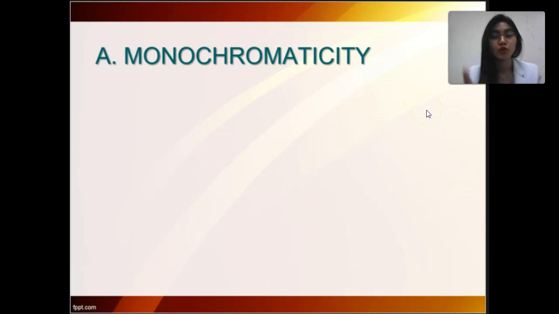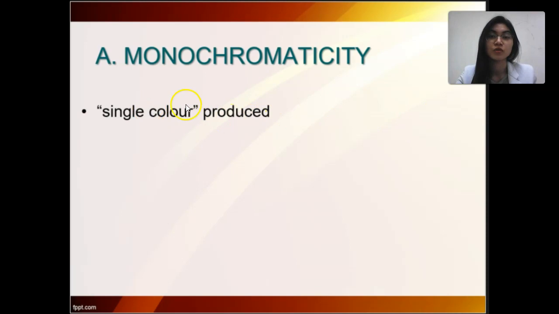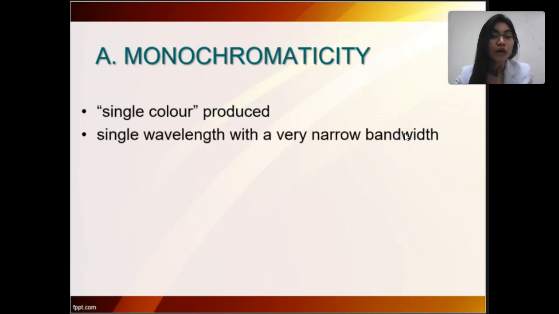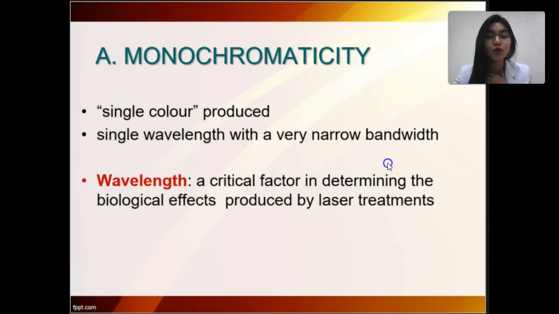When we say mono, it means one. When we say chromaticity, we're talking about colors. So monochromaticity means single color produced. This means that when you emit that radiation and it produces light, it will produce one light only. It doesn't change colors. If red, only red. If blue, only blue. But as per the laser, it's more of red. So, a single wavelength with a very narrow bandwidth.